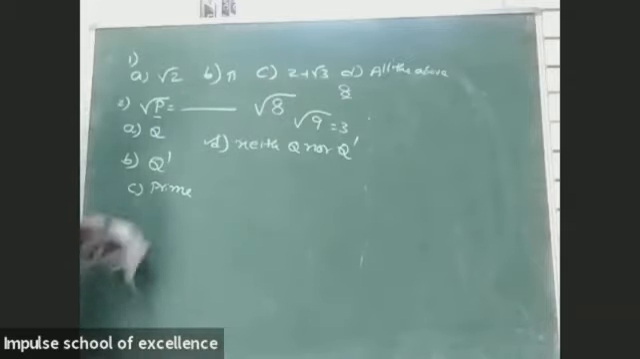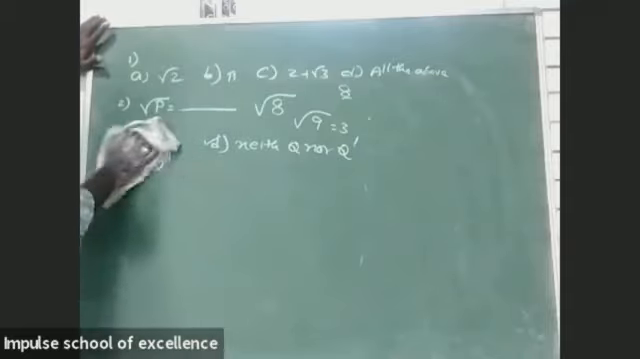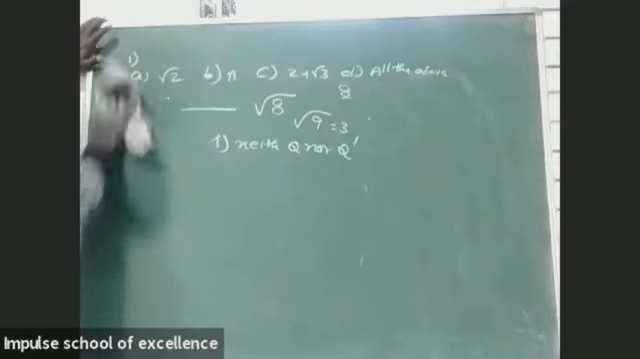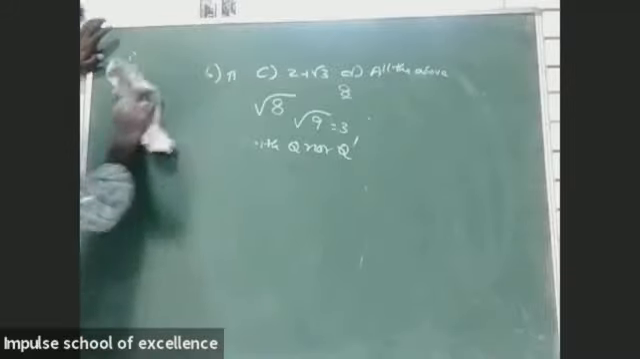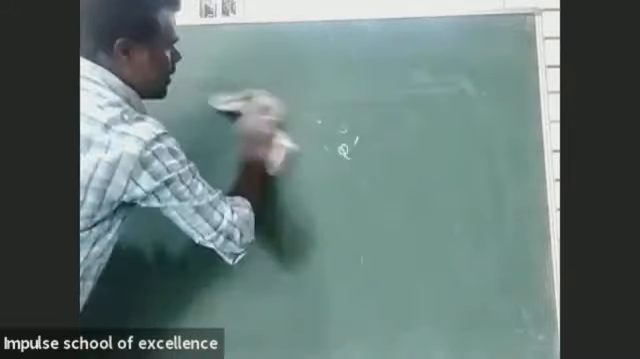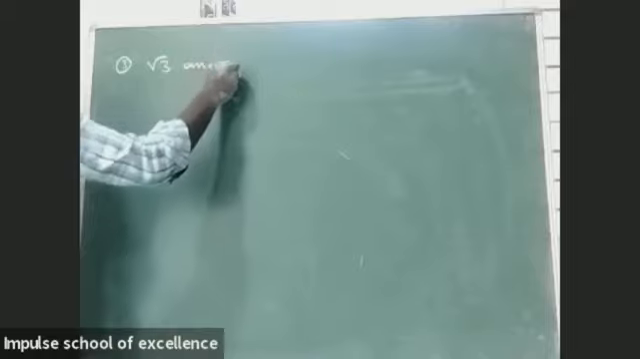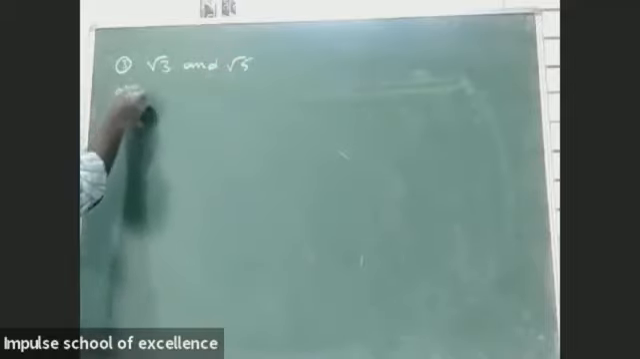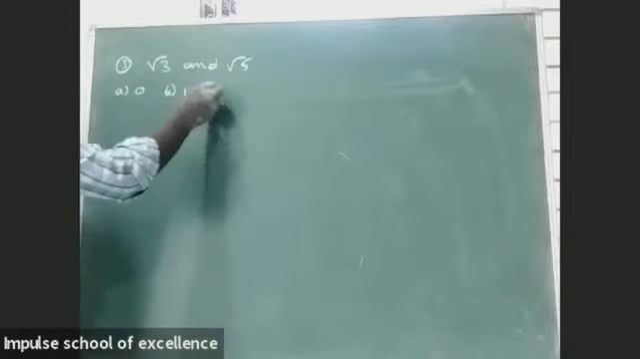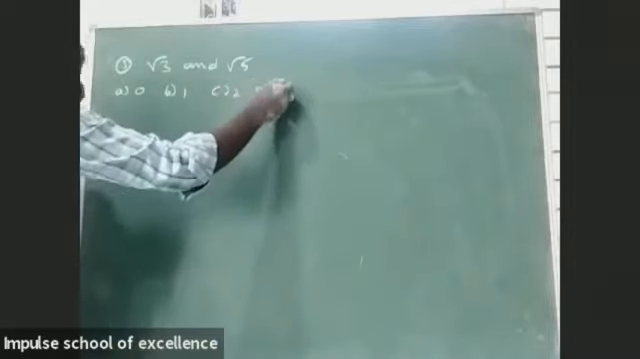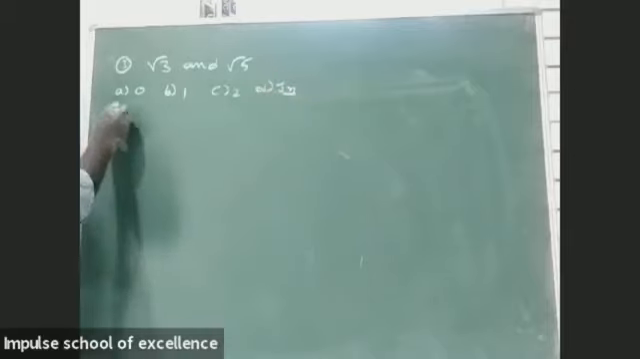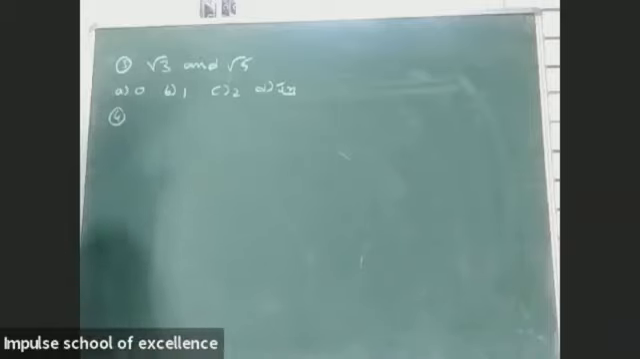Next, write one more question. Number of irrational numbers between root 3 and root 5. Option A 0. Option B 1. Option C 2. Option D infinite. Infinite. Very good. Next, right?